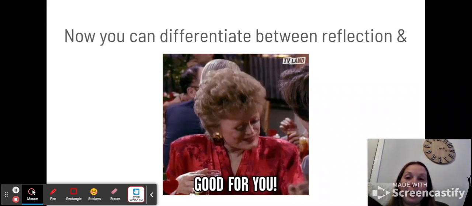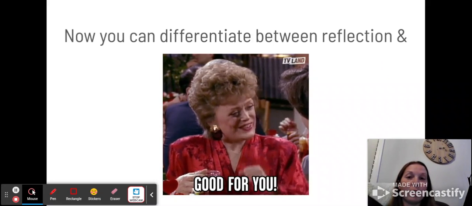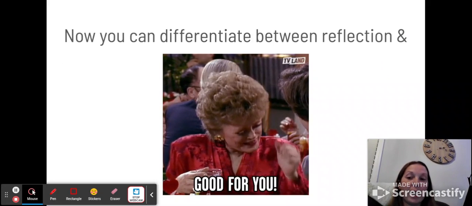So like I said, this was very quick, and hopefully now you can differentiate between reflection, refraction, and diffraction.